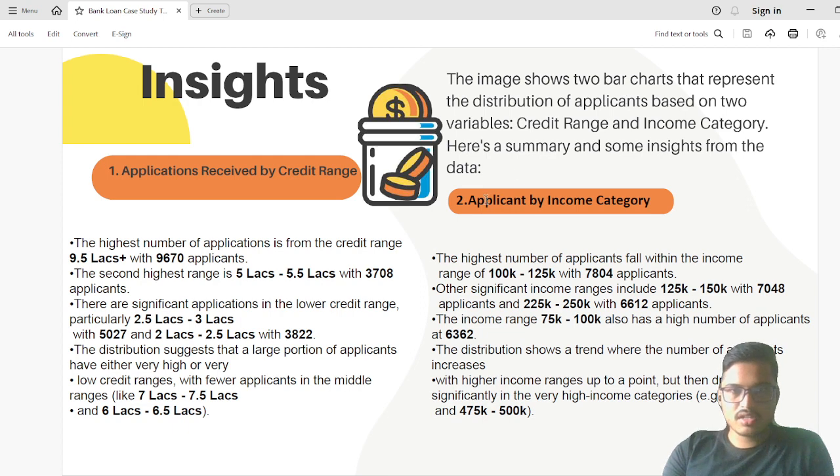In the second chart, applicants by income category, we can see the highest number of applicants fall within the income range of 100,000 to 125,000 with 7,804 applicants. The distribution also shows a trend where the number of applicants increases with higher income range up to a point, but then drops off significantly. The very high income categories were 5 lakh plus and 4 lakh 75,000 to 5 lakh.